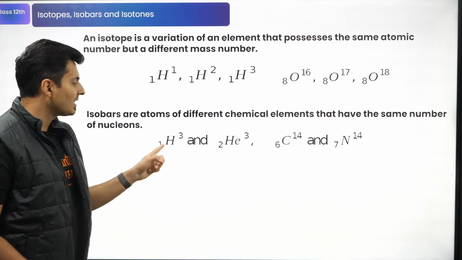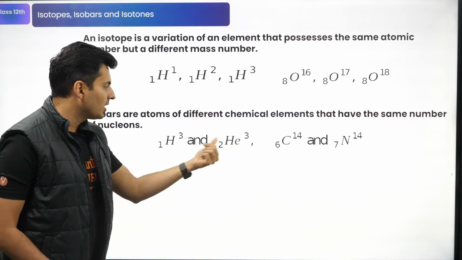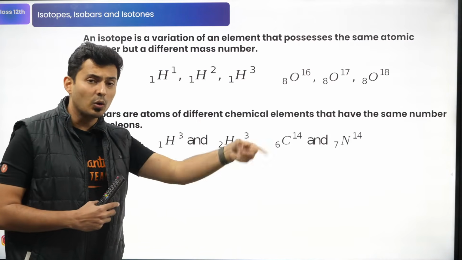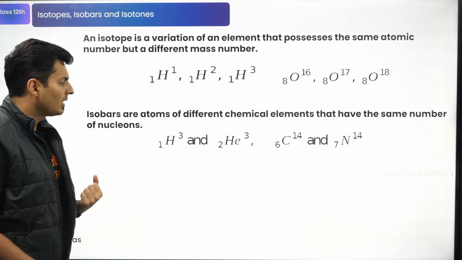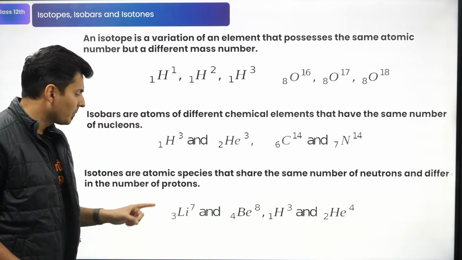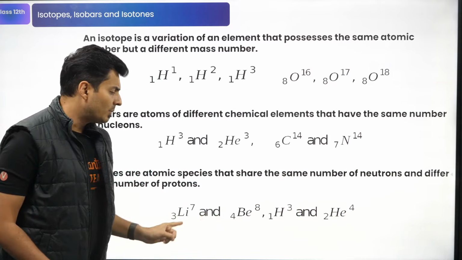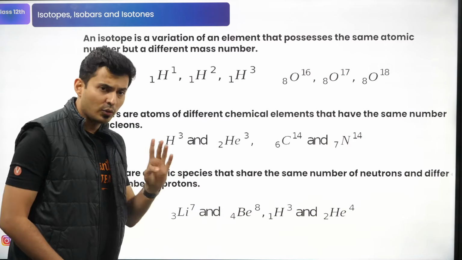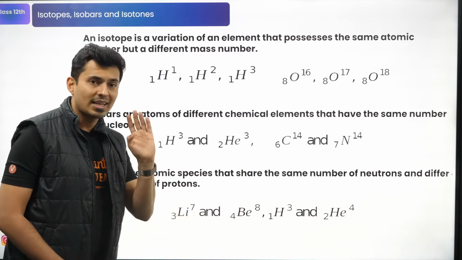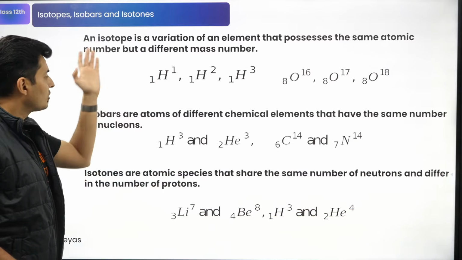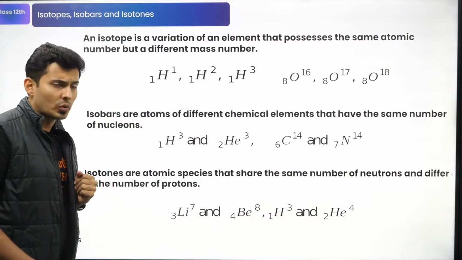So that's why you will see the elements are different. This is hydrogen, this is helium. Mass numbers are same. That means protons and neutrons, the total number is the same. The last one is the isotones, where the number of neutrons are same, like the one over here, lithium and beryllium. You can see 7 minus 3 is 4 and 8 minus 4 is also 4. So they have 4 neutrons each. So they are isotones. So that's basically your isotopes, isobars and isotones.